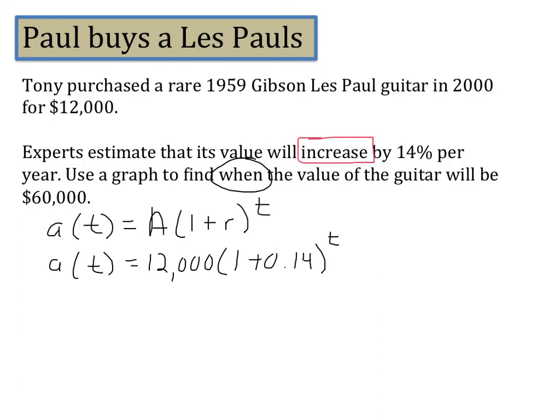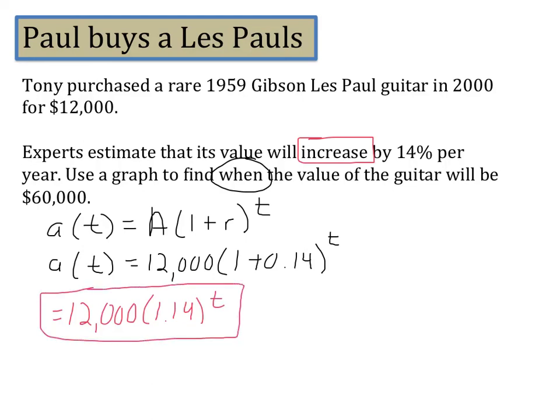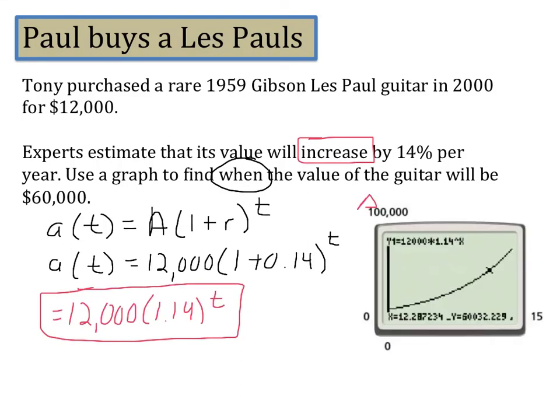So our final function is 1,200 times 1.14 raised to the t. Now figuring this out by hand right now is not what we want to do. So if you have a graphing calculator, we would punch this value in, and then by adjusting and zooming in, we'll see that we have a graph that looks similar to this.